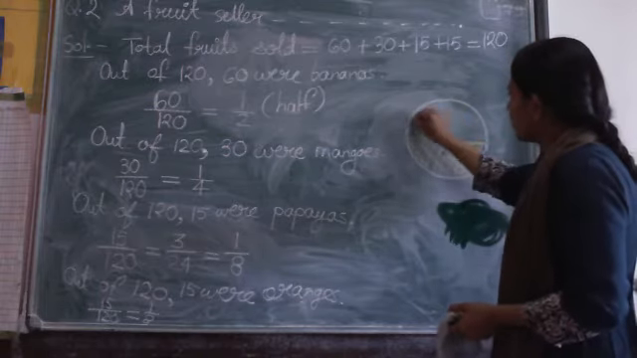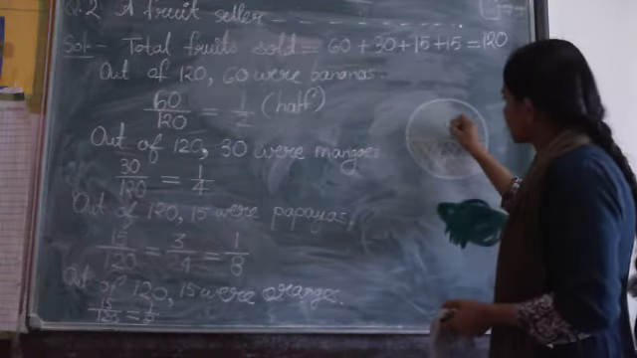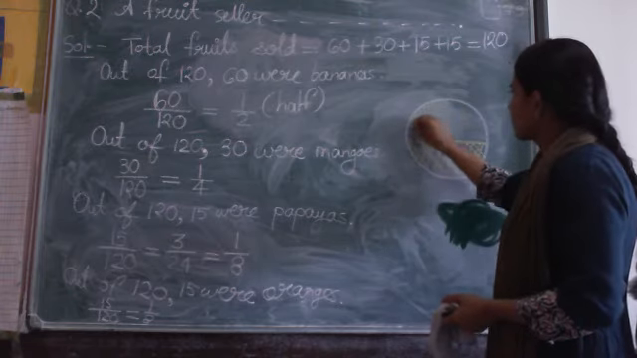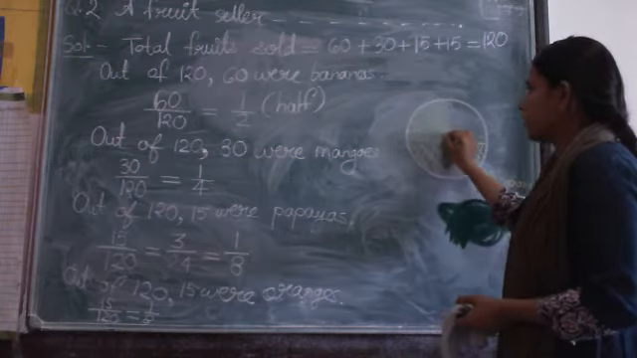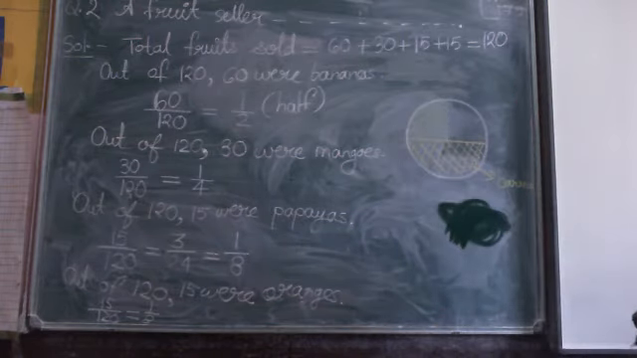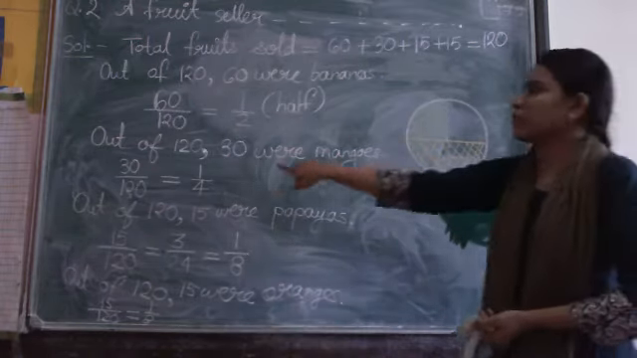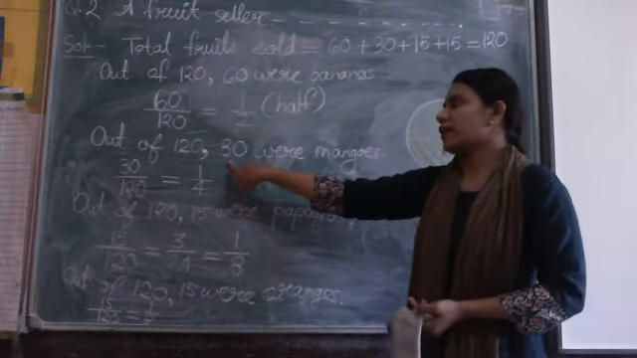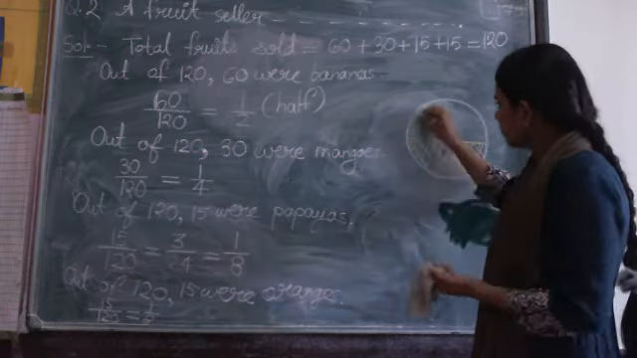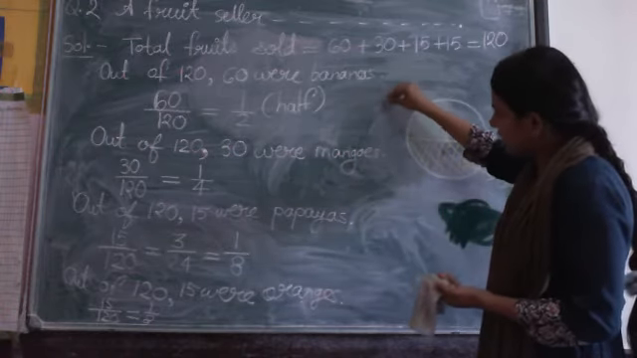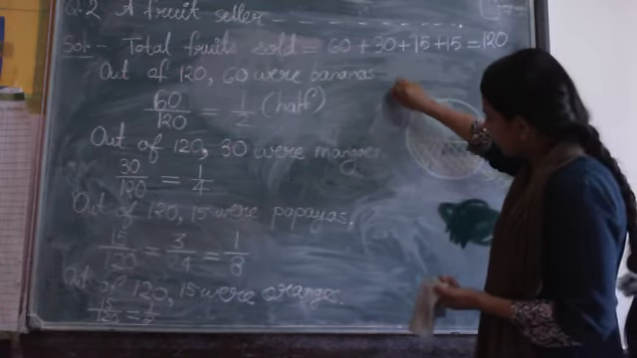This part is showing... you can shade the graph by different colors, okay? This part is showing 1/4, and 1/4 means this part is showing mangoes. M-A-N-G-O-E-S, mangoes.